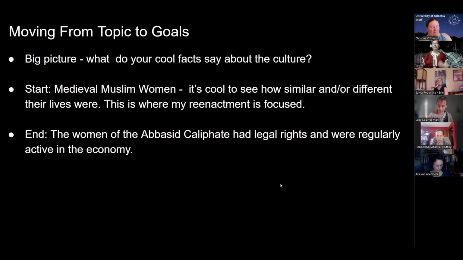So, moving from a topic statement into goals. This is, again, looking at that really big picture and those cultural connections. Now that you've narrowed down a specific topic and started developing that topic statement, what do your cool facts actually say about the culture? You picked a topic, you've narrowed it down, you've started doing research, you have all of these amazing facts you cannot stop talking about to anyone who will listen, and even some people who would rather not listen.